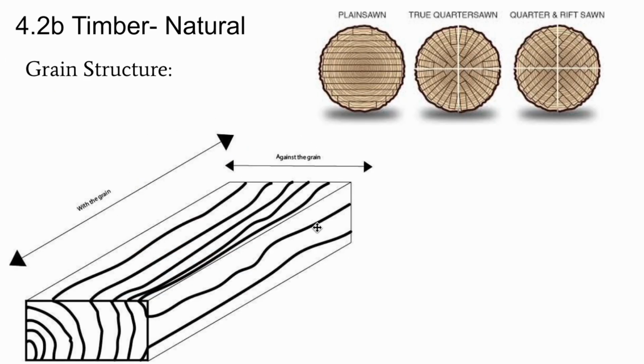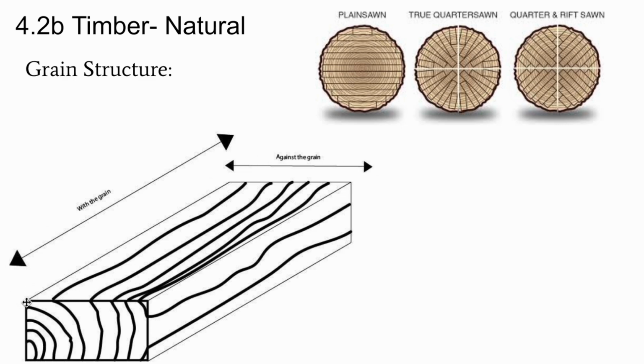Once you've cut down a piece of wood, so you've cut down a tree, here's an example of a tree, you need to mill it. Essentially what you're doing is cutting it into boards. Now, one of the things that we want to pay attention to is this idea of grain. You can see that trees have rings, and those rings give the wood a grain. So we talk about with the grain and against the grain.